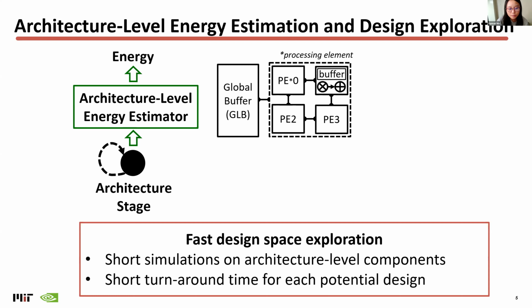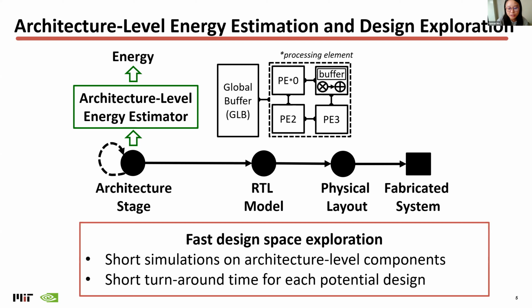So we can iterate through all the potential designs at the architecture stage and find the design with the best energy efficiency. This gives us a short turnaround time for each potential design in the design space. And once we have found the most energy efficient design, we can go ahead and implement its RTL model, physical layout, and finally fabricate it into a physical system. So the tool Accelergy belongs to this architecture-level energy estimation domain, and it helps us have a quick design space exploration for various types of accelerator designs.